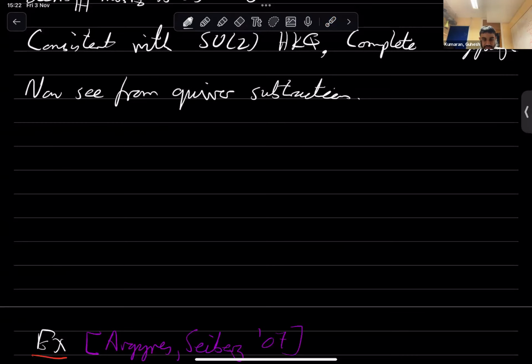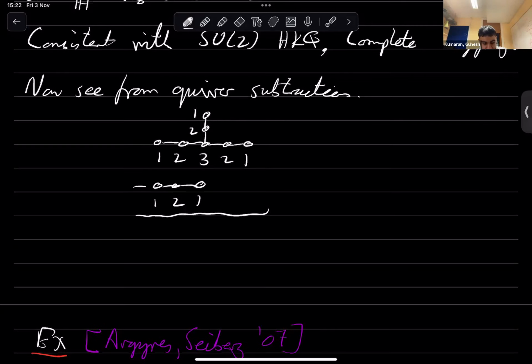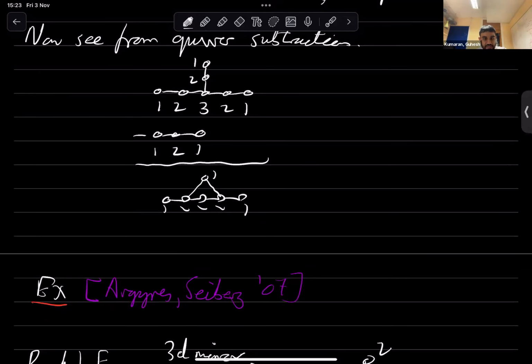How can we see this from quiver subtraction? So we'll start with our quiver here. We'll take our 1, 2, 1, and we subtract as normal. So 1 minus 1 is 0, 2 minus 2 is 0, 3 minus 1 is 2. So we're left with 1, 2, 2, 2, and 1. Then we have to rebalance the 2's here and here. So we just have this. And this is indeed a Coulomb branch for the next to minimal A5.